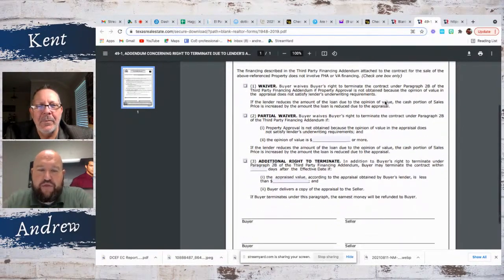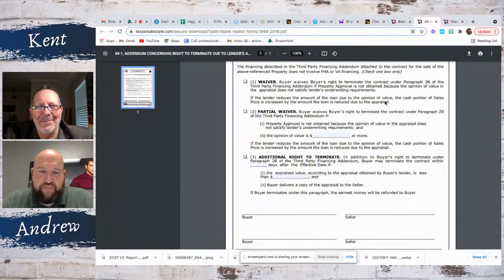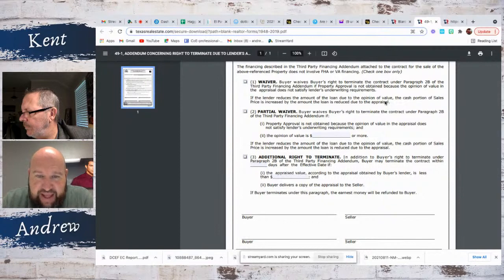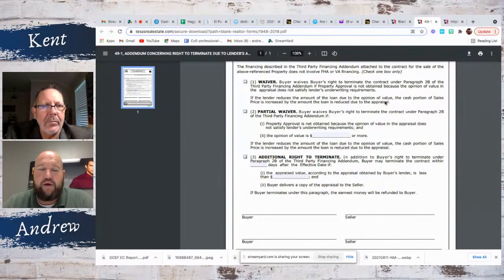Now, paragraph 3 is giving you the same rights that the VA and FHA have in the 1 to 4 family. So if we're going to use paragraph 3, it's going to say additional right to terminate. In addition to buyer's right to terminate under paragraph 2B of the third-party financing addendum, buyer may terminate this contract within blank days after the effective date if the appraised value according to the appraisal obtained by buyer's lender is less than blank and buyer delivers a copy of the appraisal to the seller. If buyer terminates under this paragraph, the earnest money will be refunded to the buyer.